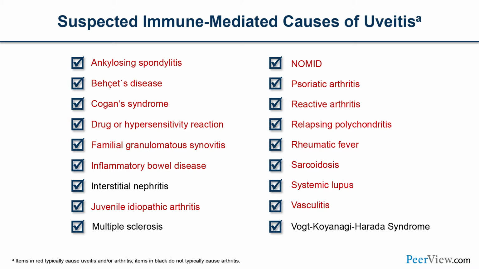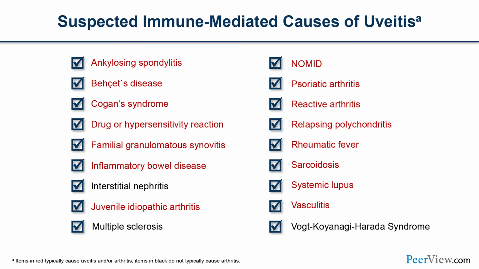30 to 50% of individuals with those diagnoses in a lifetime will develop uveitis. Sarcoidosis, it's about 30%. And then there are other rheumatic diseases like systemic lupus, for example, where uveitis occurs, but it's rare. Uveitis has been reported in rheumatic fever, but it's rare.